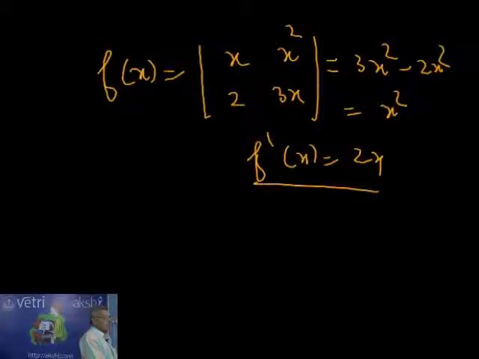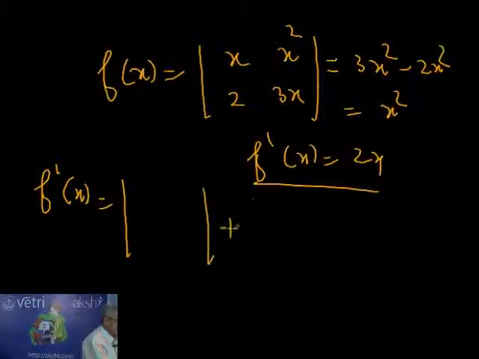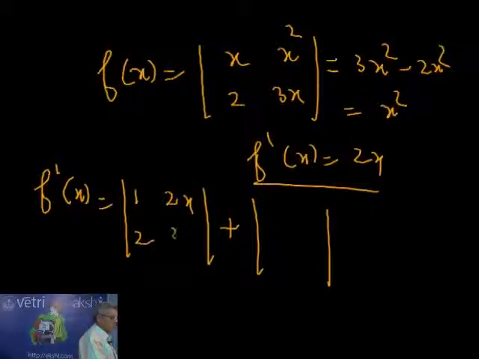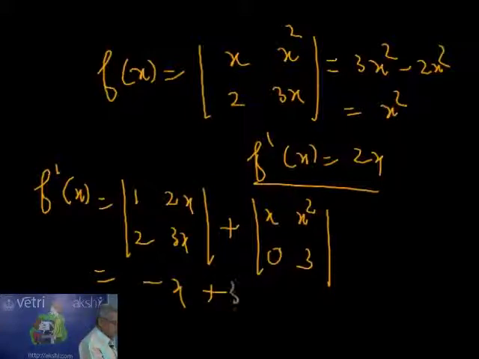Now, see here, to differentiate a determinant, we write 2 determinants. If you have a 2 by 2 determinant, in the first determinant, you differentiate the elements in the first row alone, keeping others as they are. In the second determinant, keep the first row as it is, differentiate the second row alone. Expand. Now, 3x minus 4x minus x plus 3x, you get 2x. Same f dash x.